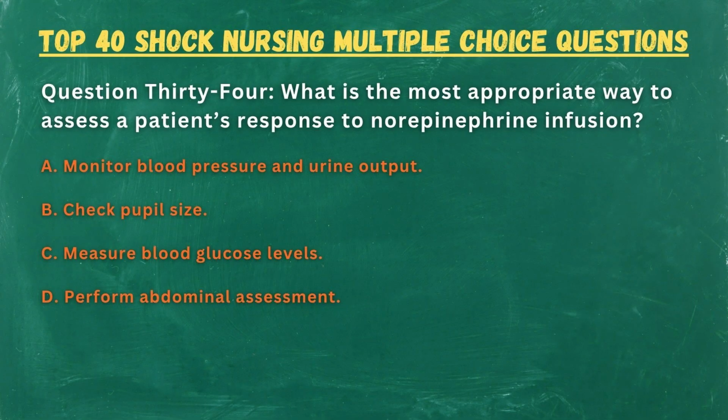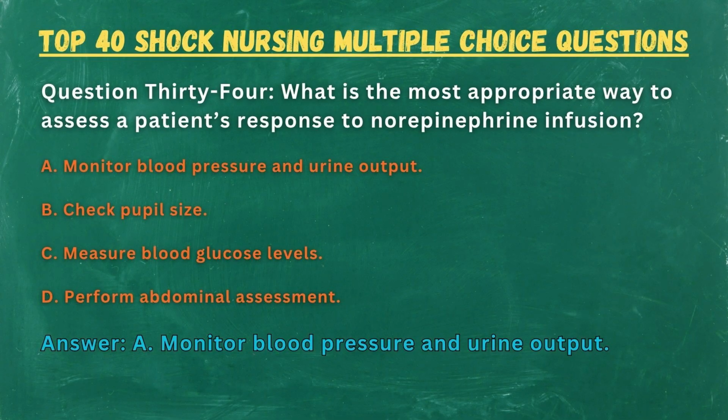Question 34. What is the most appropriate way to assess a patient's response to norepinephrine infusion? A. Monitor blood pressure and urine output. B. Check pupil size. C. Measure blood glucose levels. D. Perform abdominal assessment. Answer: A. Monitor blood pressure and urine output.